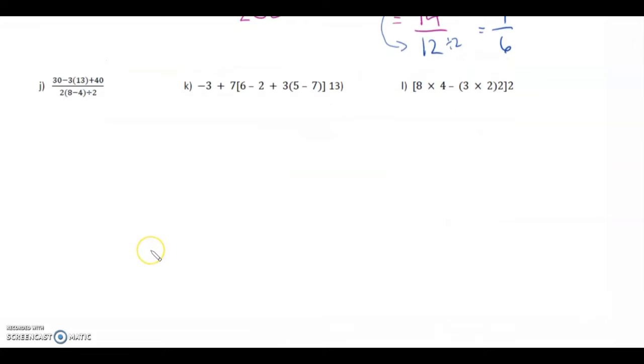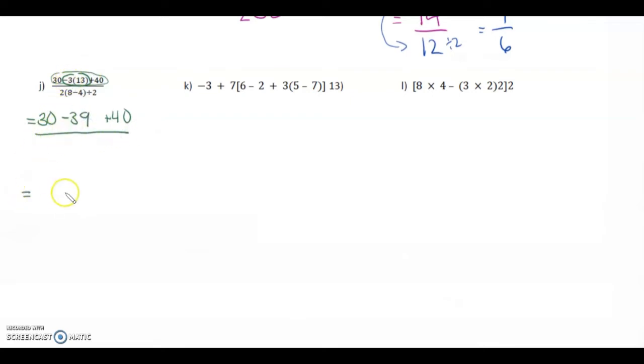All right, J. So again, another fraction. So let's do the numerator first. So we have 30 minus 3 times 13 plus 40. So let's do the multiplication first. We're going to carry down the 30 and then carry down the plus 40. But what is negative 3 times 13? It's 39. So minus 39.